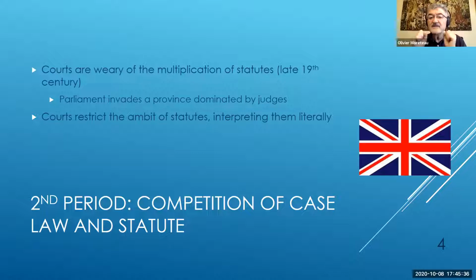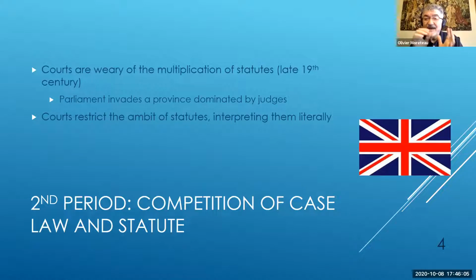During the late 19th century, because of this codification process that took place in England, and due to the fact that legislative intervention was getting more commonplace, the court started worrying and said, hey, we are losing traction. It seems we have a big competitor out there. And Parliament was invading a province that was till now dominated by the courts.